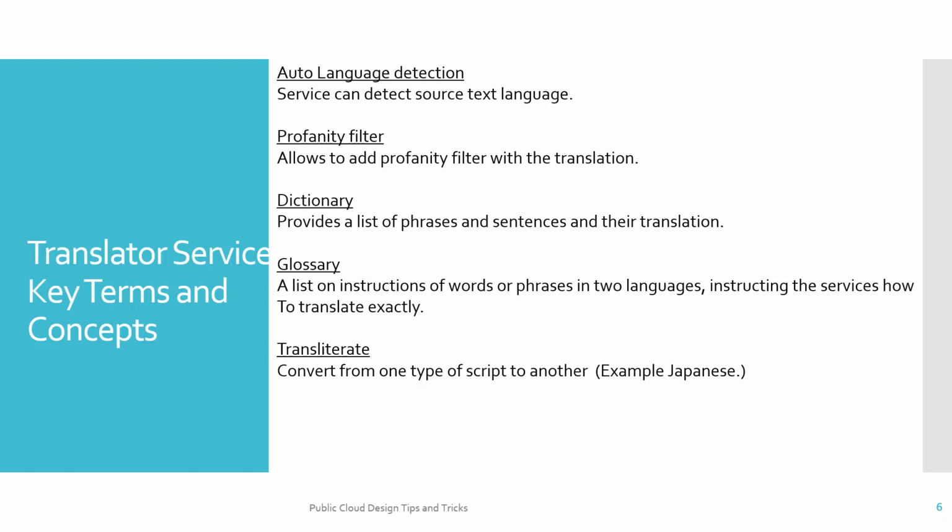What is a dictionary? A dictionary provides a list of phrases and sentences and their translation. A glossary is a list of instructions of words or phrases in two languages, instructing the service how to translate exactly. Transliterate converts from one type of script to another type of script, for example, Japanese.